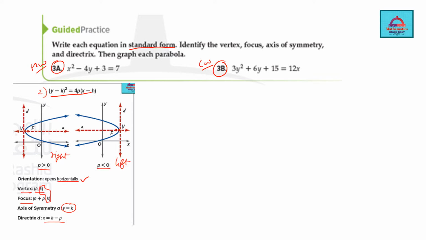So we need to convert this form into this equation number 2. So that's the first thing you will do. Then, after you do it in standard form, you will identify the vertex, the focus, the axis of symmetry and the directrix, like the previous video which was part 1, and then finally the graph. So one extra step is added here, which is to convert into standard form.